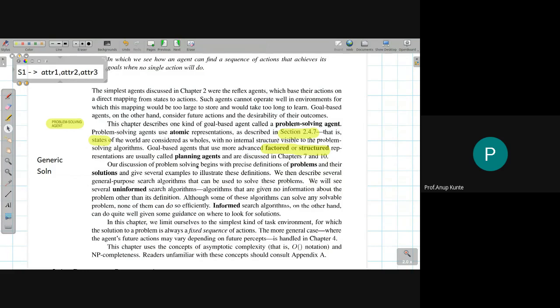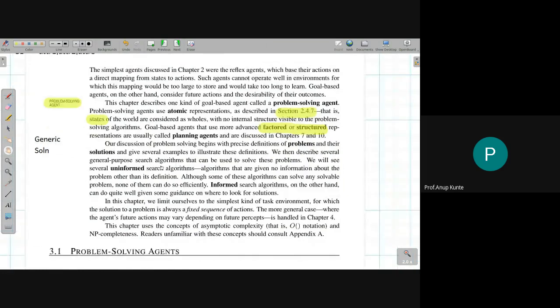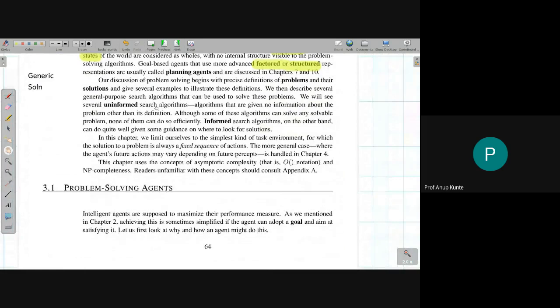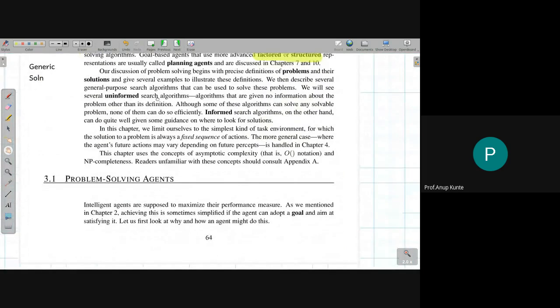Now, for the problem solving agent, where would the discussion have started? We'll first be talking about what a problem is. This problem is an AI problem, so we'll be talking about what an AI problem is. When do I call something an AI problem? Then we'll talk about how to solve such problems. If I want to solve AI problems, what are the methods to solve them?